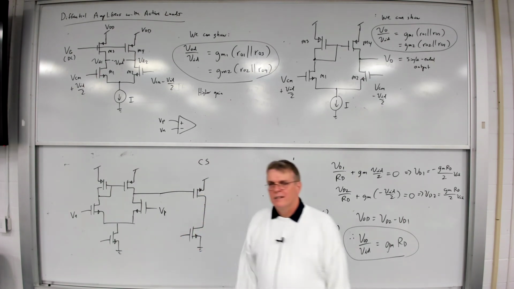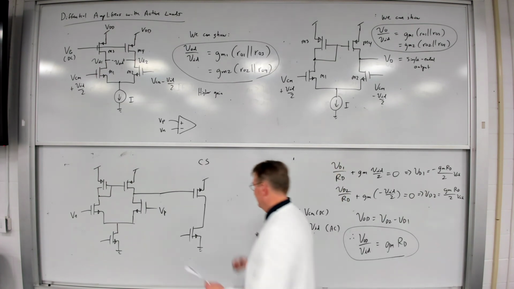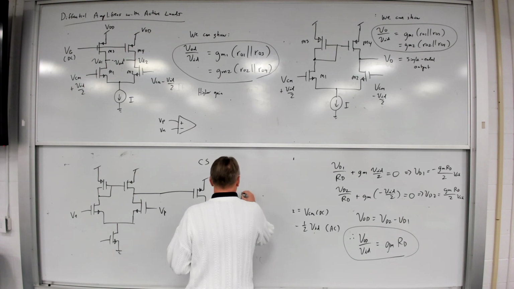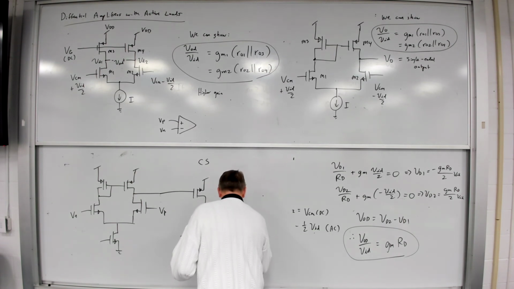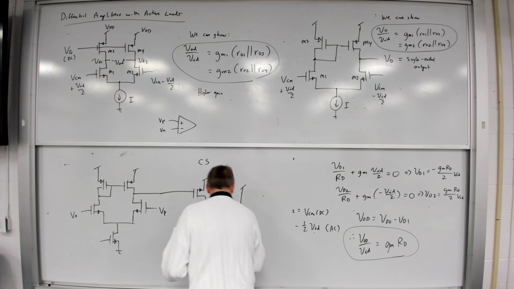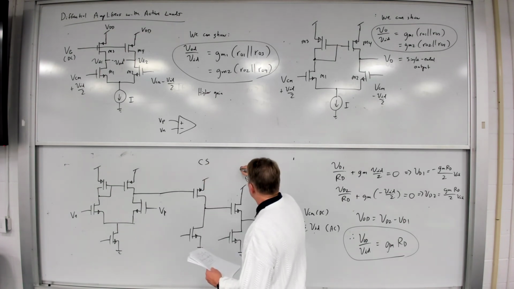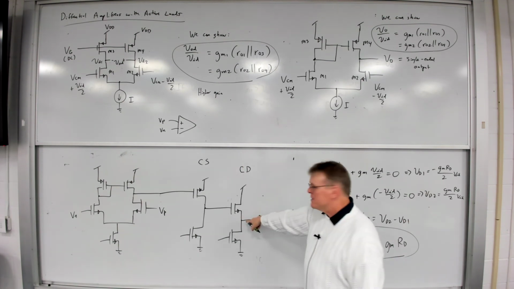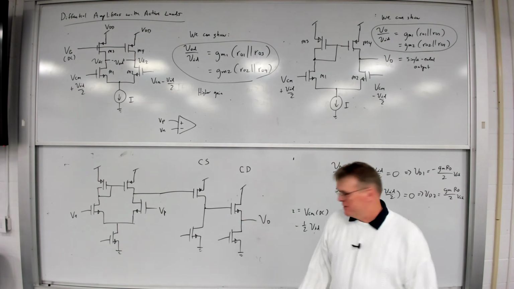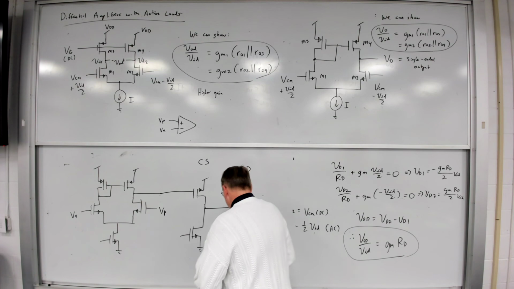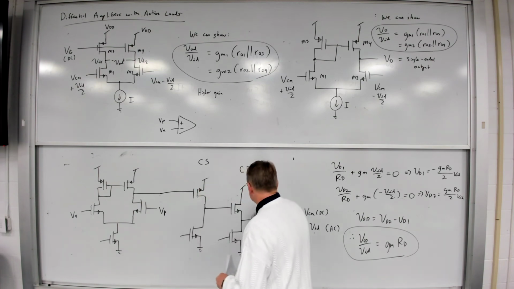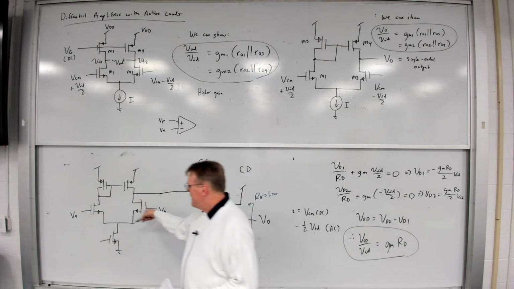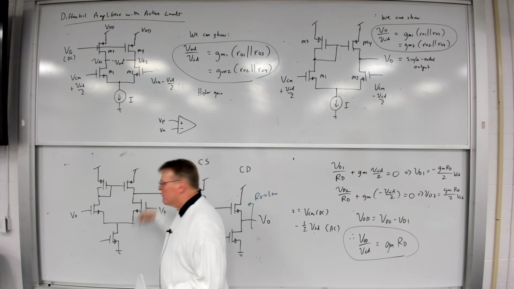What's the purpose of this? To get me lots of gain. And then finally, I'll go through a common drain amplifier or a source follower. What does that give me? It gives me my low output impedance. So I only have a gain of 1 here, but in this case I get R out is low. I now have a high input impedance with a differential input voltage.